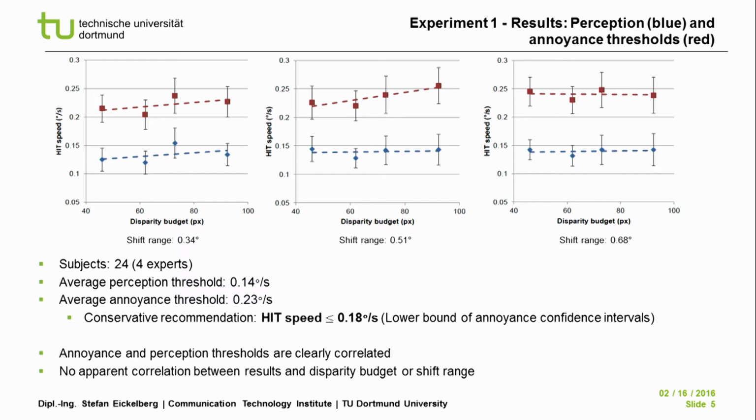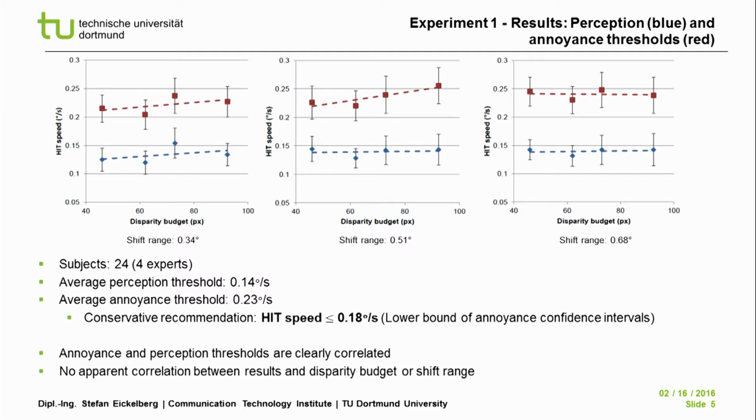We measured average perception thresholds of 0.14 degrees per second and 0.23 degrees per second as the annoyance threshold. As we can see here, the confidence intervals for some sequences even reach down to 0.18 degrees per second. So we recommend to keep the HIT speed way below this value.